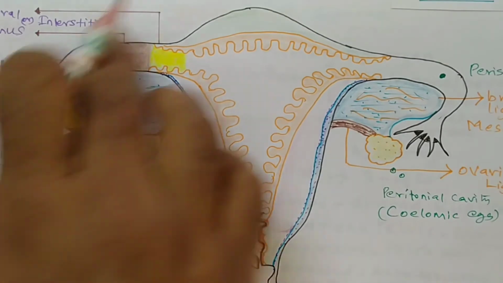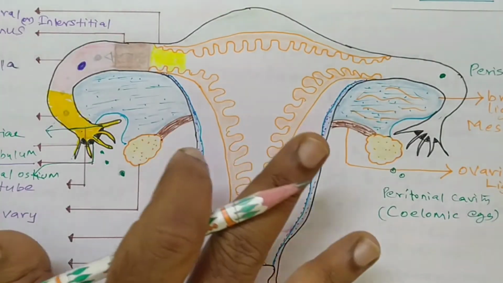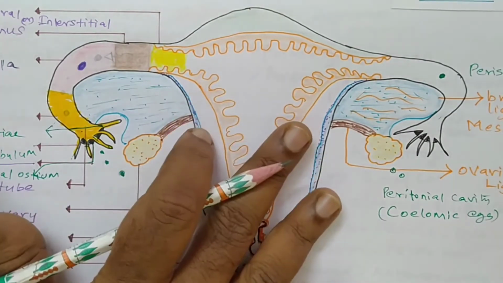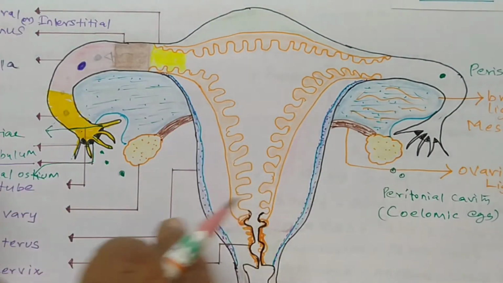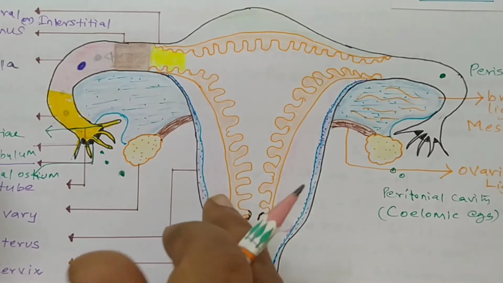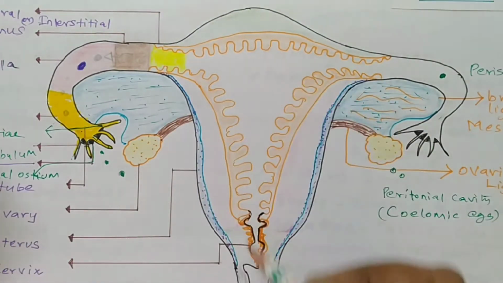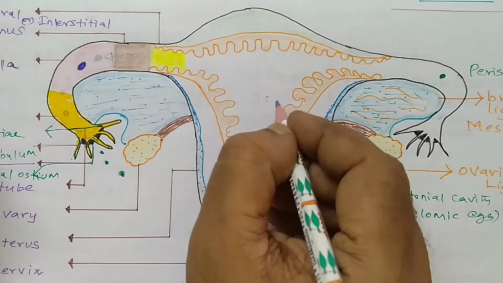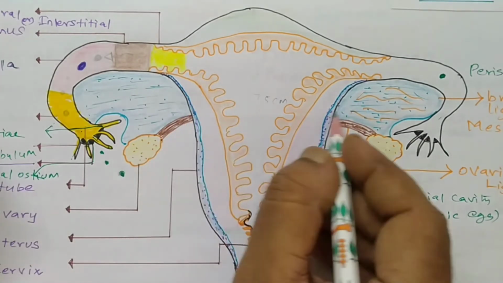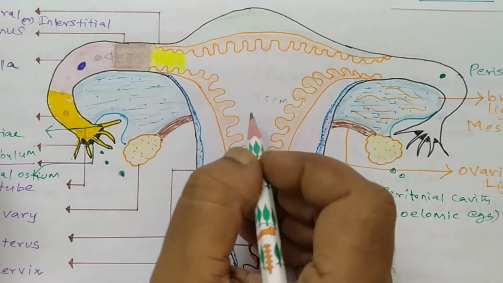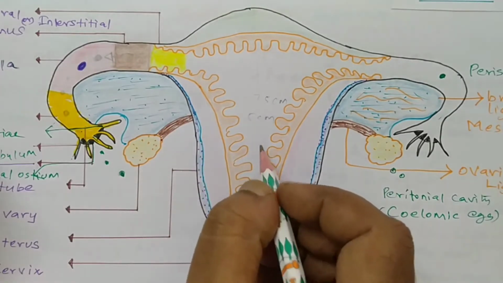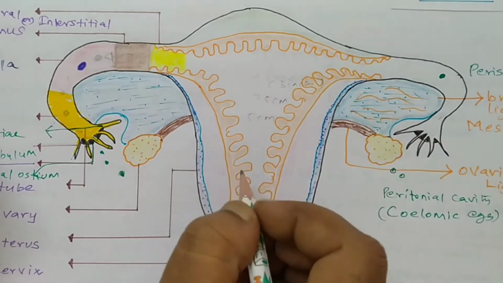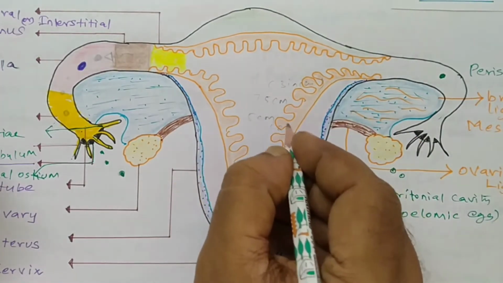Location: all the reproductive organs in the female are located in the pelvic cavity. So the uterus is also present within the pelvic cavity, in between the urinary bladder and the rectum. I will show the pictures. And the size: the length is 7.5 centimeter, and the width is approximately 5 centimeter. The length 7.5 centimeter is about 3 inches, and the width 5 centimeter is about 2 inches.